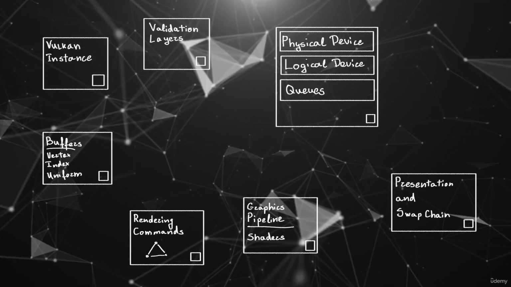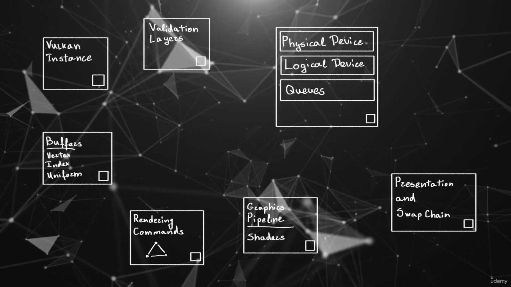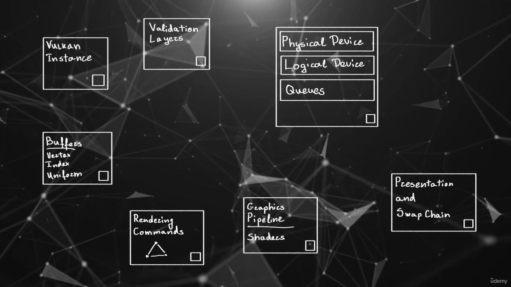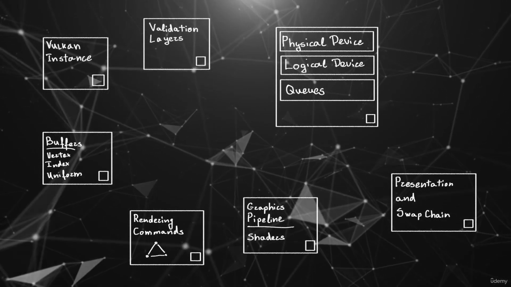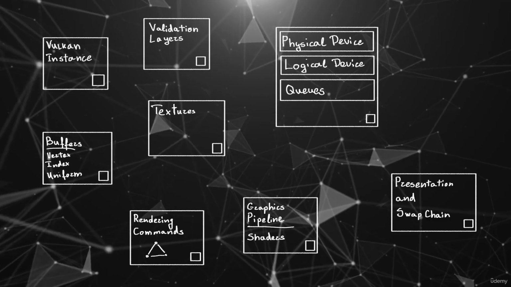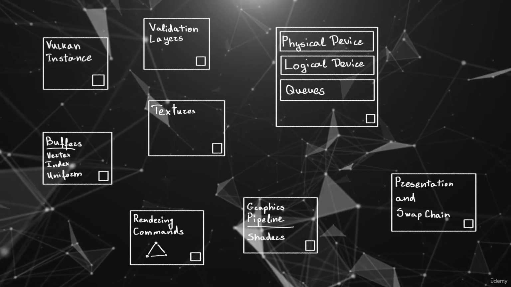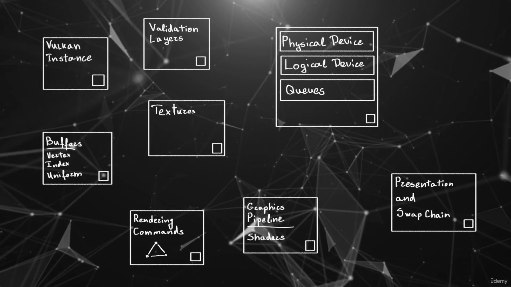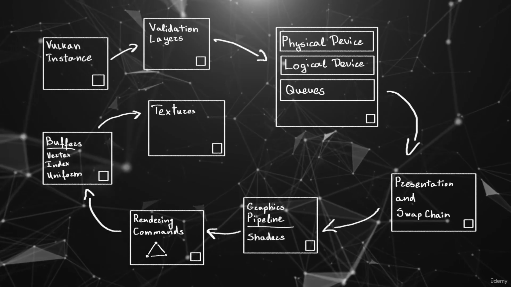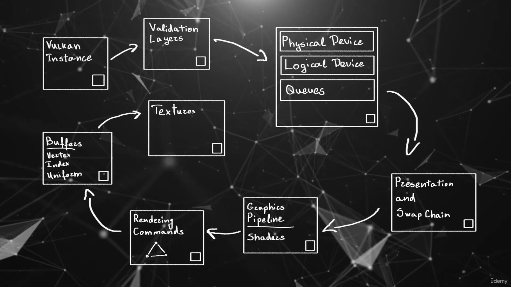After that, I will show you how to store data on the GPU in vertex, index, and uniform buffers and use that in the graphics pipeline. And we will finish with adding textures and rendering a textured rectangle. These are the most basic concepts to start your journey in Vulkan.